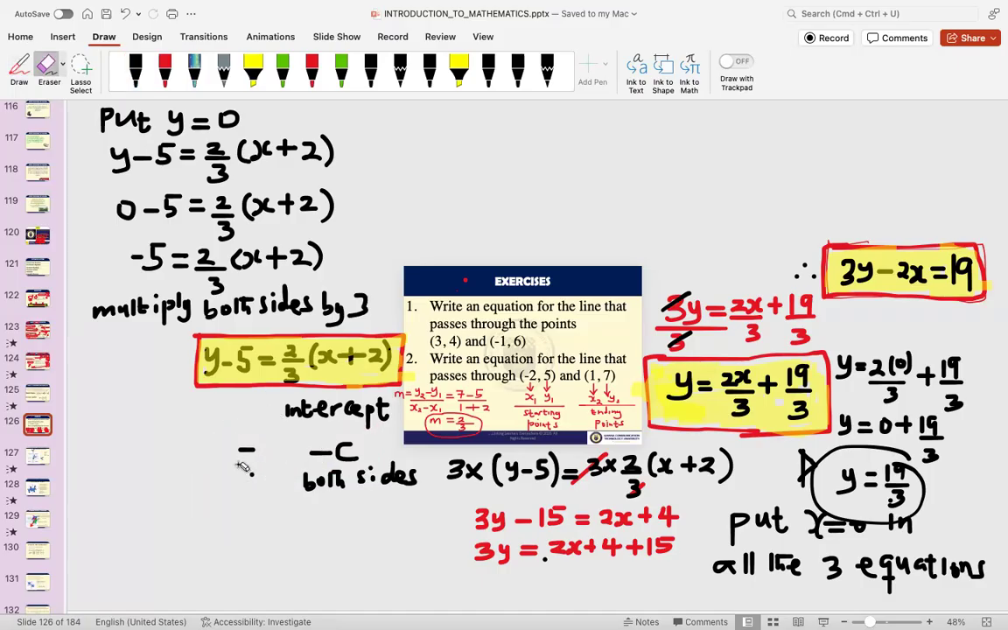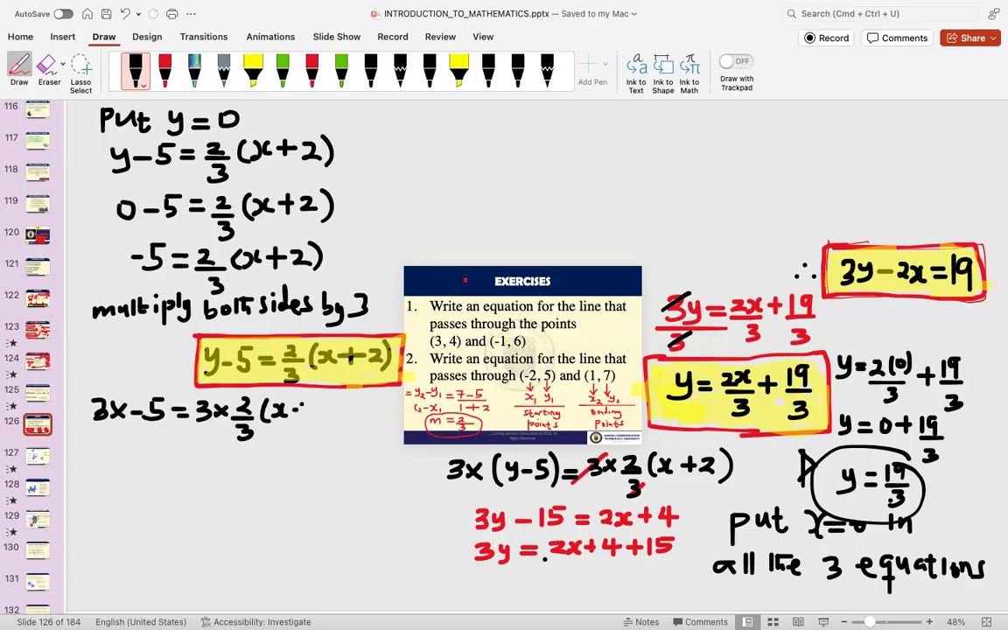Now let me write it here for you as we proceed to get the value of it. So we have 3 multiplied by -5 is equal to 3 multiplied by 2 over 3 into x plus 2. We do some cancellation. So this 3 will cancel this 3. So we have -15 is equal to 2 into x plus 2.